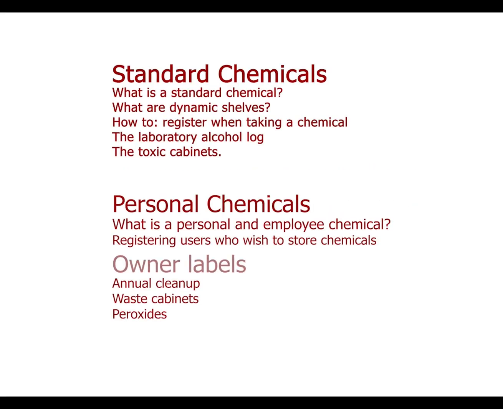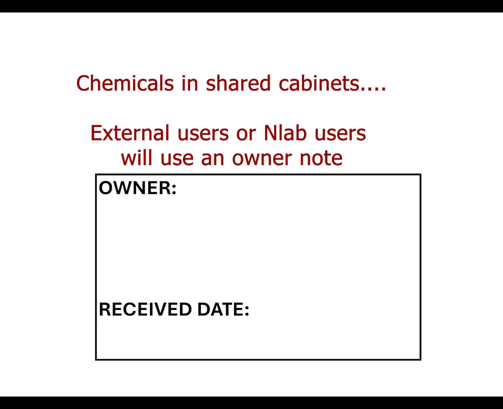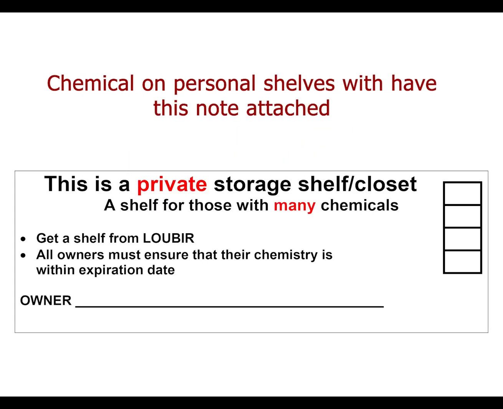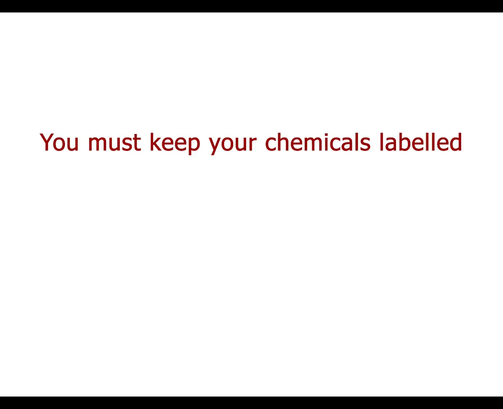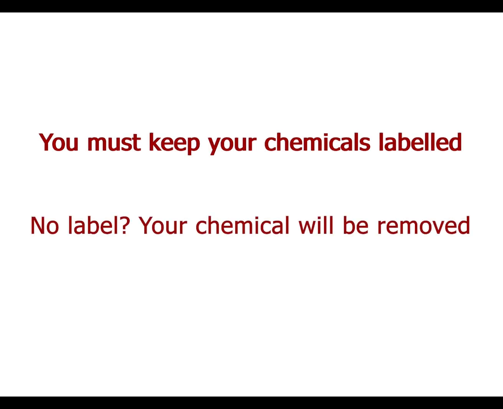Owner labels. Every external user or employee chemical must have an owner label, unless it's on a personal shelf, which instead will have an owner name on the entire shelf itself. The label needs two things: your name and the date you received the chemical. This helps us track both ownership and chemical age. You are responsible for making sure your chemical is labeled. No label, the chemical will be removed.